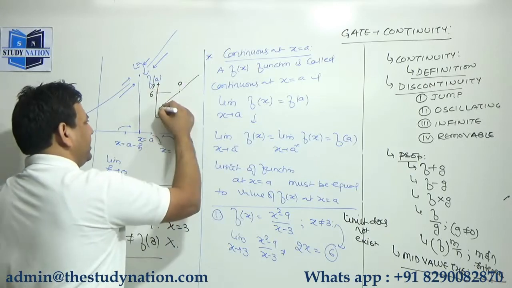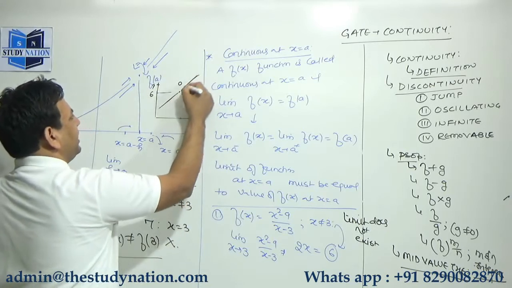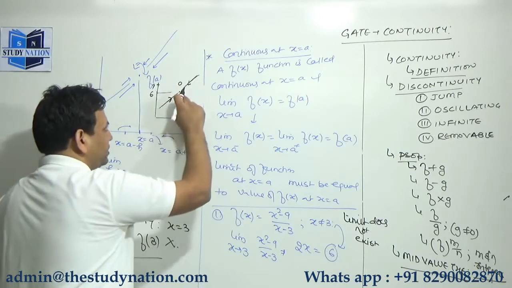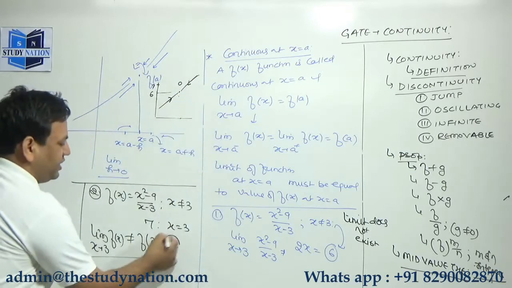So the function from the left-hand side is reaching 6, and from the right-hand side it is again reaching 6, but the value of the function is 7. So it is reaching 6 and then jumps there. So we will say this function is not continuous.